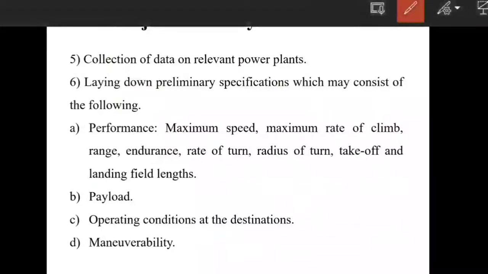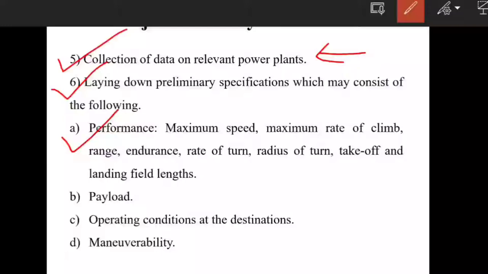The remaining point is the collection of data on the relevant power plant, which is also required because we want to choose the proper power plant for the aircraft. Then laying down the preliminary specification, which consists of the following. Which data do we require? Performance data is required in order to set the initial specification of the aircraft design. The first one is performance parameters, which is very important to set the initial specification.